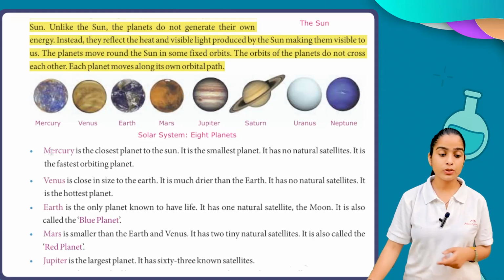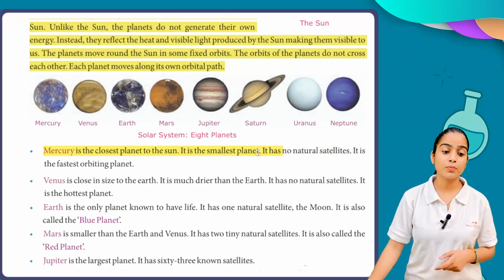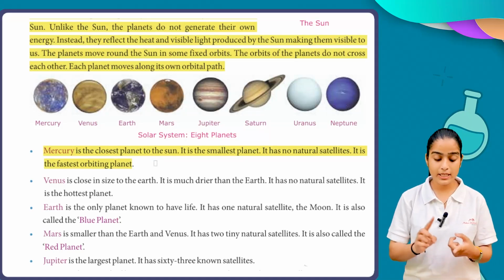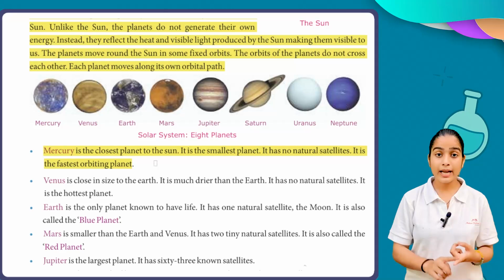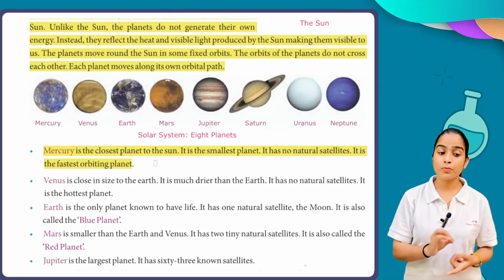As we already told you, Mercury is the closest planet to the sun. It is the smallest planet. It has no natural satellite. It is the fastest orbiting planet. So what we understand here is that Mercury is the closest planet, it does not have any natural satellite, and it is the fastest orbiting planet.